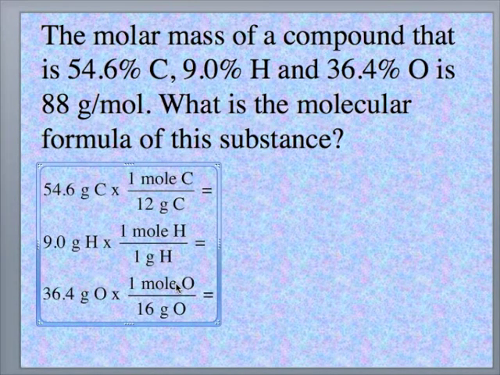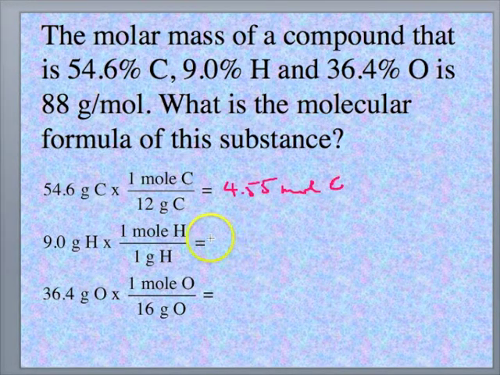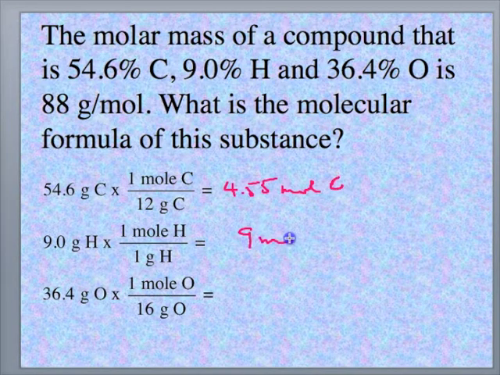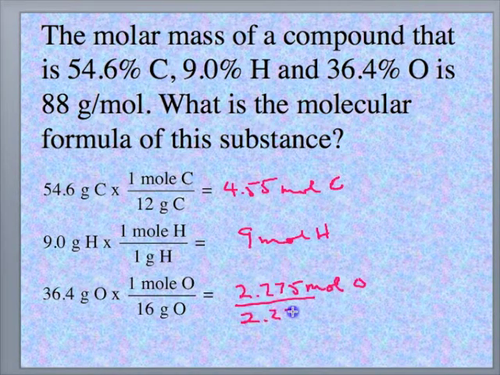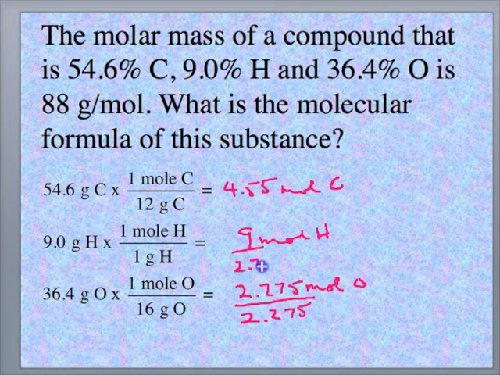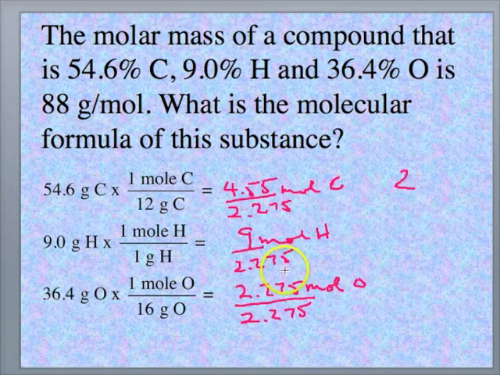Of course, we need to first convert each of these masses into moles. So we'll divide the grams of carbon by 12 grams per 1 mole. Moles of carbon. And 9 moles of hydrogen, and 2.275 moles of oxygen. We divide each of these by the smallest number of moles, which is 2.275. So this is 2.275. This is 2.275. And this is divided by 2.275. Dividing this out, I'll end up with a 2 for the carbon.